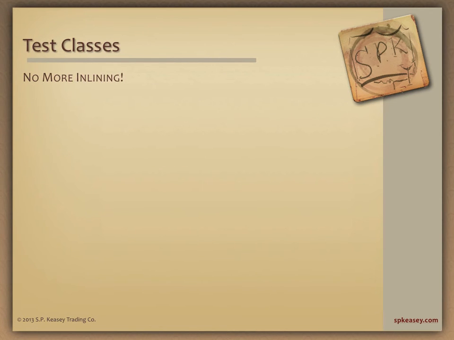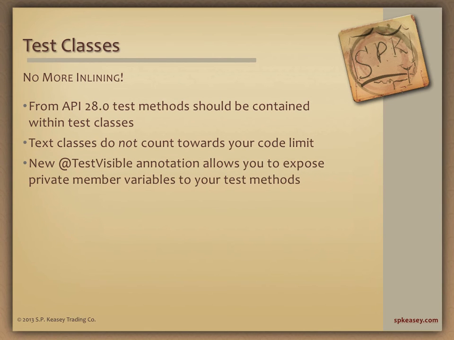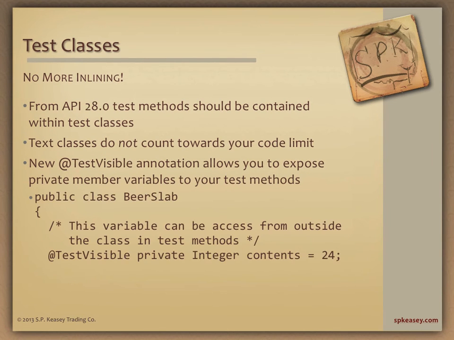When we come to test classes, there's no more inlining. From API 28 onwards, you need to put all your test methods into their own test classes. The benefit of this is that test classes do not count towards your code limit. And we have a new TestVisible annotation. This allows you to expose private member variables and methods to your test methods that they might not be able to see otherwise. There's a short link here to a blog post by Josh Kaplan, which is a really good explanation of why we have to write tests and how they run them with each Salesforce release.